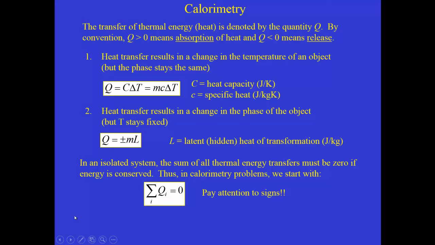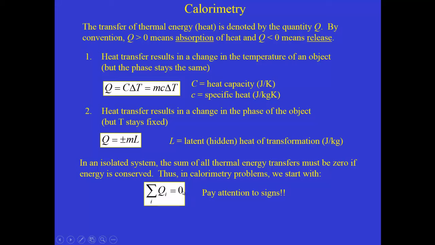And so the important master equation for the study of calorimetry is the following: in an isolated system, if you have, let's say, two objects that come in contact with one another, but they are thermally isolated from the rest of the world, the sum of all of the thermal energy transfers, the sum of all the heat terms, must be 0 if energy is conserved. And as in an isolated system, energy must be conserved, and so in all kinds of calorimetry problems, the master equation that we use is this: we sum up all of the Q terms for all of the different components of the system and set them equal to 0.